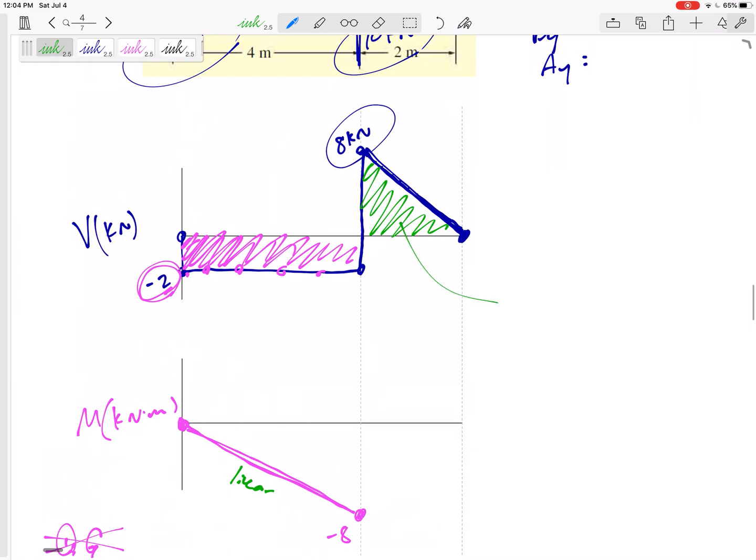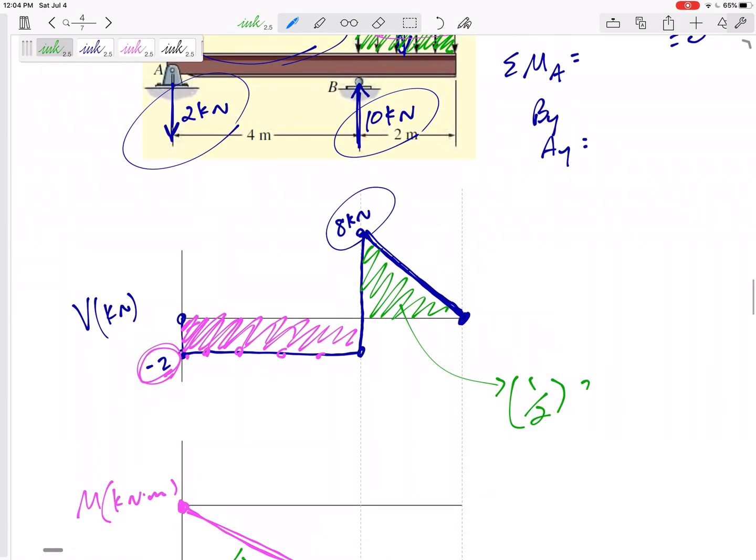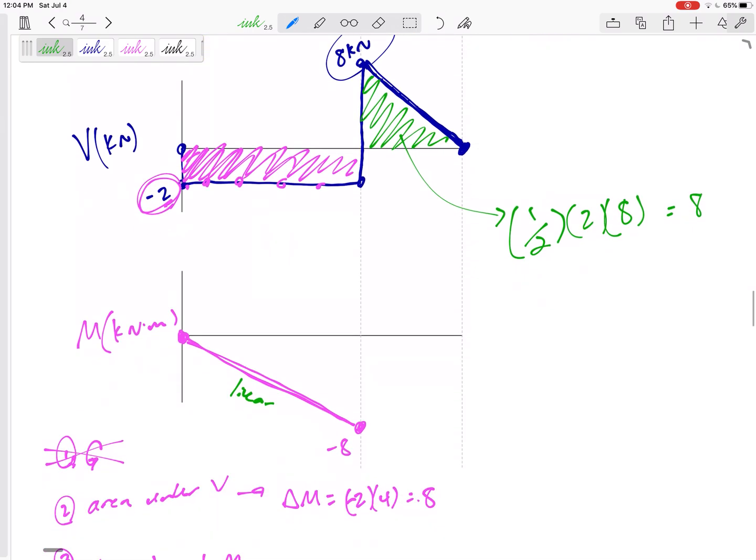What would the area of this be? What is the area of a triangle? 1/2 base times height. This would be 8. Positive 8. Oh, yes. Great. And that's, I got back to 0. That's good. That's what should have happened.